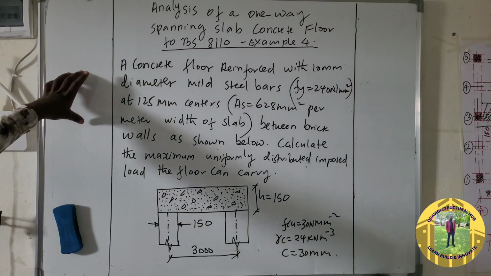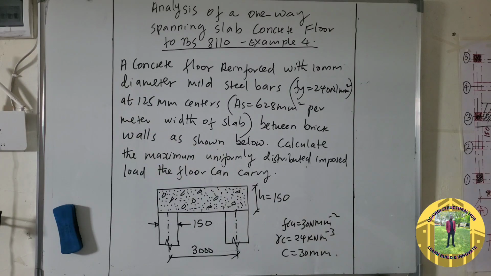So the question is on the board and it reads: a concrete floor reinforced with 10 mm diameter mild steel bar, Fy equal to 240 Newton per millimeter square, at 150 mm centers. Area of steel is equal to 628 mm square per meter width of the slab between brick walls as shown below. Calculate the maximum uniformly distributed imposed load the floor can carry.